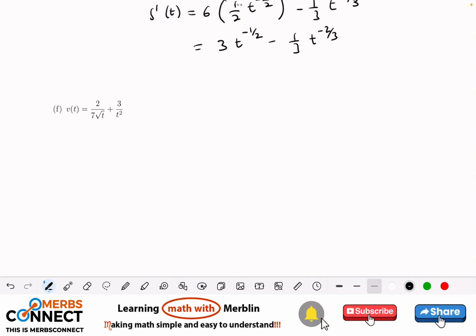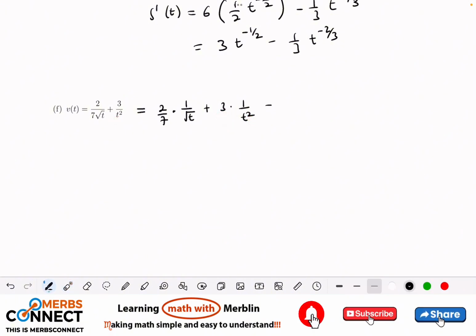Let's look at F. Now this is the same as 2 over 7 times 1 over root t, plus 3 times 1 over t squared. I just simplify it so that you will know how to go through those processes. So when I multiply 1 to 2, I'll have 2. 7 to root 7, I'll have this. When I multiply 1 to this, I'll have this. Then this is like over 1. When I multiply, I have this.